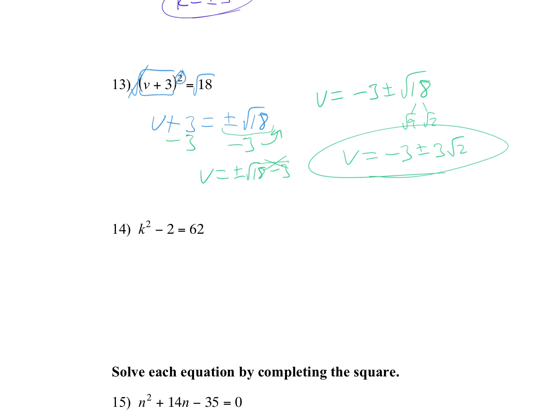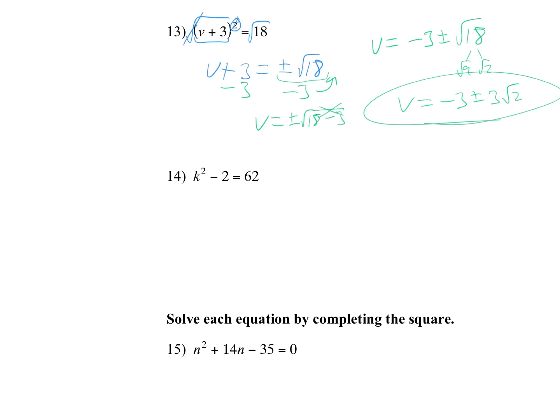And then number 14, you want to get the squared term by itself again. So k squared minus 2 equals 62. We want to add that 2 on both sides. So then we get k squared equals 62 plus 2 is 64. Square root both sides. Cancel the square, we get k equals, square root of 64 is 8, and we need a plus or minus. So we get k equals plus or minus 8.